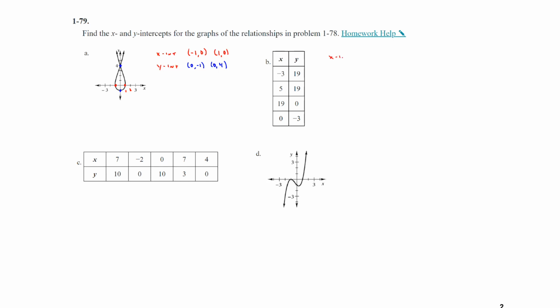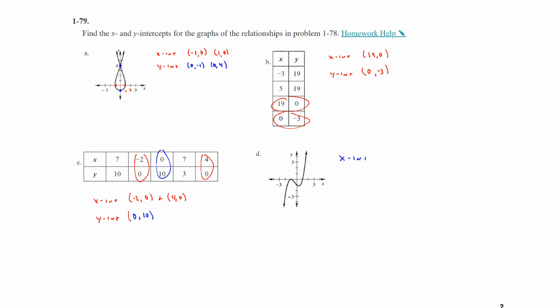On B, x-intercept, we're looking for when y is equal to 0. So the x-intercept, from the table at least, is 19, 0. And then the y-intercept is when the x value is 0. So you can see down here, when x is 0, y is -3. C, once again looking at the table, we're looking at our x-intercepts. When y is 0, what is x? So we have 2 of those at -2, 0, and at 4, 0. And then the y-intercept is when x is equal to 0, so we have one at 0, 10.